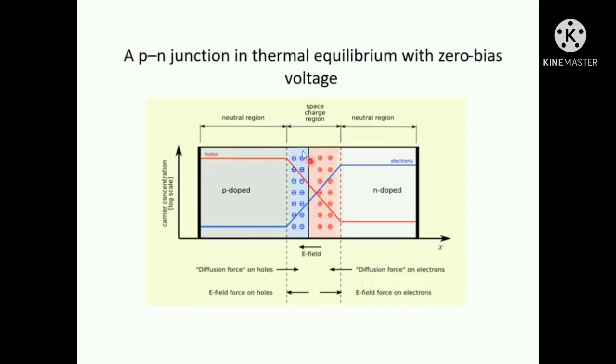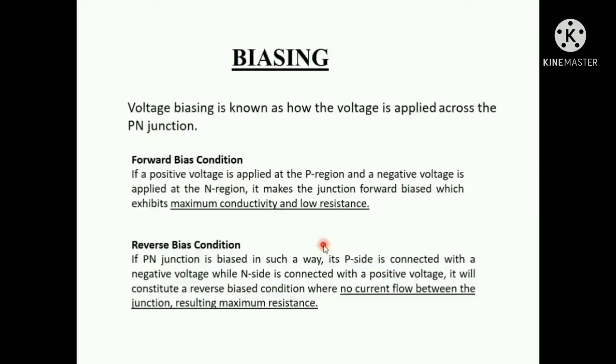The junction then behaves as a barrier which prevents further diffusion. This is known as the potential barrier. External voltage more than this potential barrier is required to put the junction in the operating condition. How voltage is connected across a PN junction is known as biasing. It is done in two ways, forward biasing and reverse biasing.